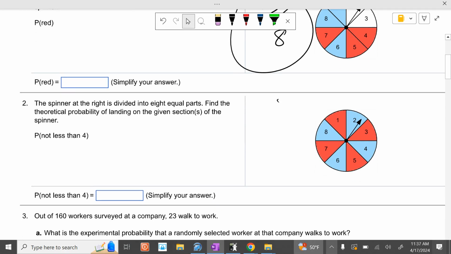How many numbers are not less than 4 here? Not less than 4. Ooh. Go with Molly. She said 5. Because is 4 less than 4? No, so 4 counts, and then 5, then 6, then 7, then 8. So there's 5 out of the 8 that are not less than 4.